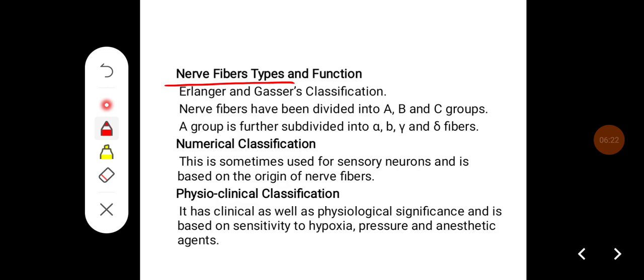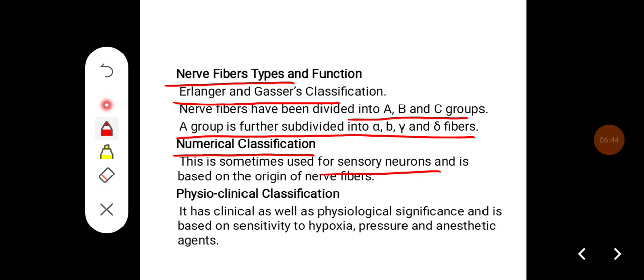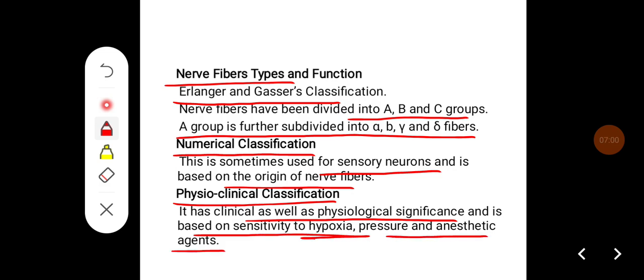Nerve fiber types and their function. The nerve fibers are classified based on the Erlanger and Gasser classification. They have been divided into A, B, and C groups, and the A group is further divided into A alpha, beta, gamma, and delta fibers. There is also a numerical classification which is used for classification of sensory neurons, which is based on the origin of nerve fibers. There is also a physioclinical classification, which has clinical as well as physiological significance and is based on the sensitivity to hypoxia, pressure, and anesthetic agents.